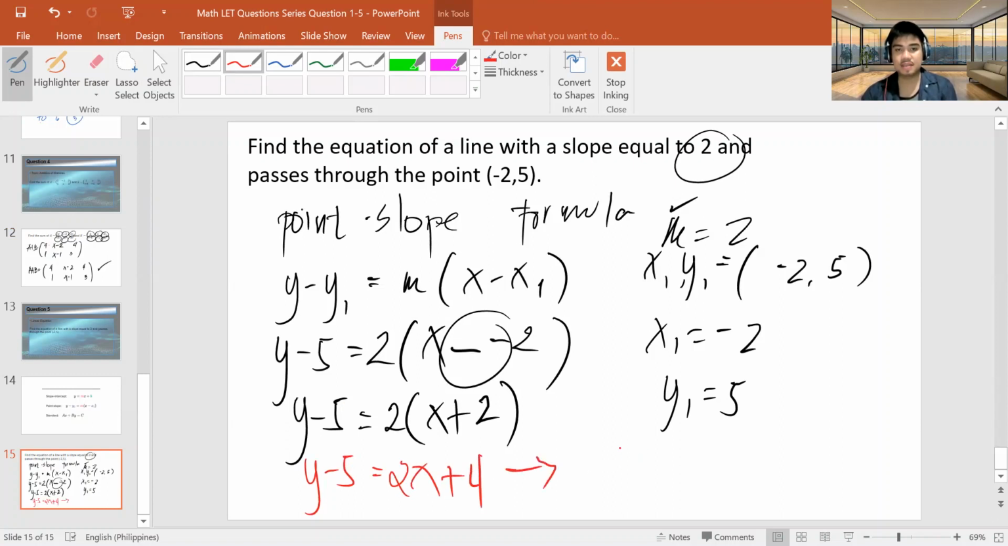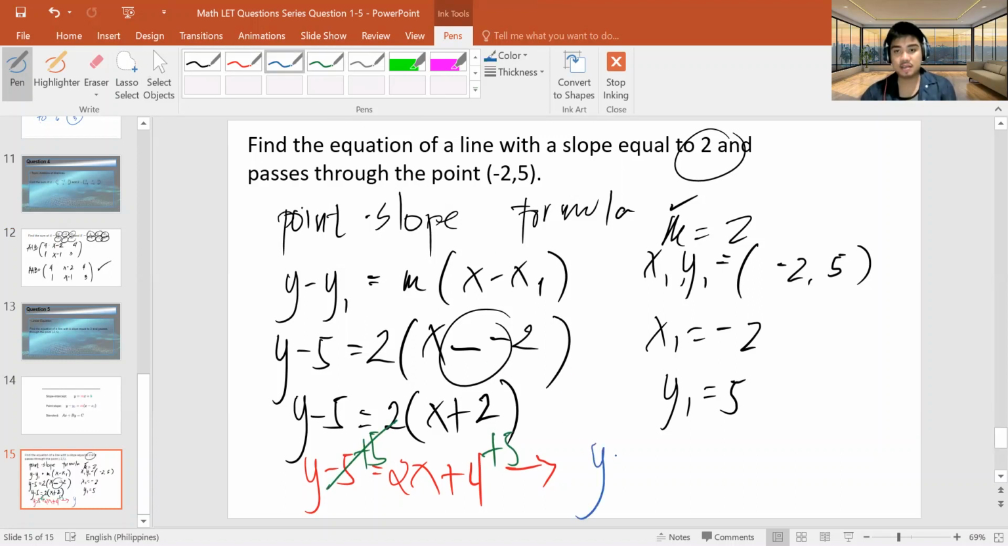So, then we are going to add 5 on both sides para maalis yung 5 dito. So, we are going to have negative 5 plus 5 para ma-cancel natin. So, we will have y is equal to 2x plus 9. So, this will be our answer.